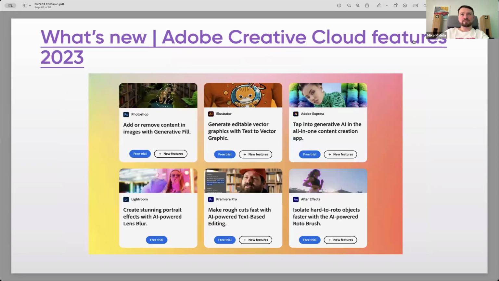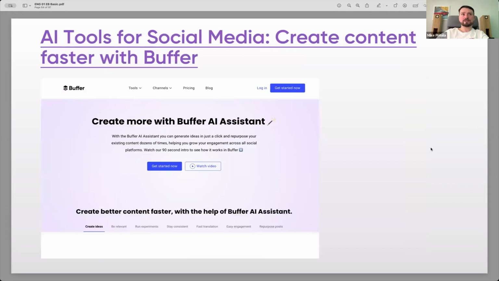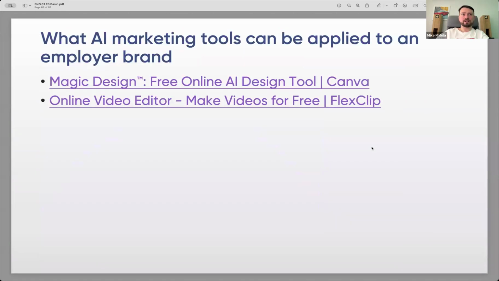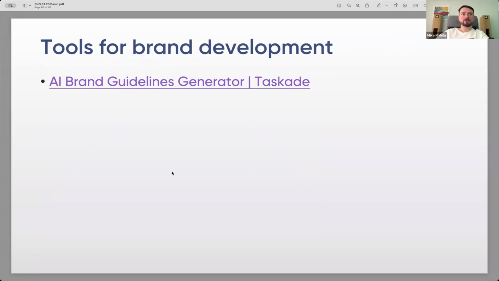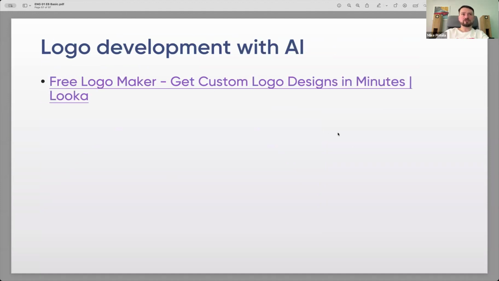Then Adobe Creative Cloud features. Also, that could be useful for AI for employer brand marketers. Buffer. They also have their AI assistant to work with social media. What AI marketing tools can be applied to an employer brand? And two more. Then tools for brand development. Again, an interesting guidelines generator. You may even develop the logo with the help of AI with this Looka tool.